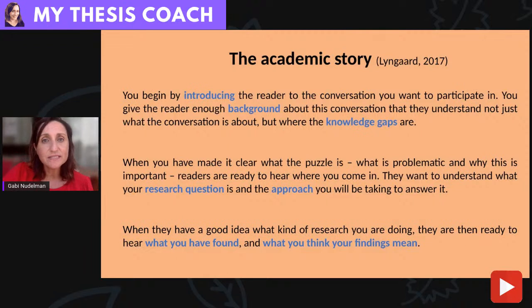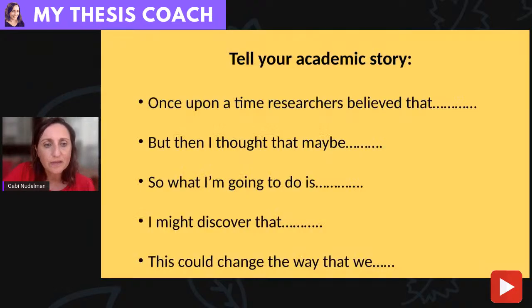So this is what happens in a piece of research. You are fundamentally telling a story. You're telling the story about the background to the topic. You're telling the story of what's been said before and where the gaps are. You're telling a story about your research questions, exactly what you want to find out and how you're going to do it. And then you're telling the story about what you discovered and what the point of it all is. So if you are ready to tell your academic story, here is an awesome template for you to use.